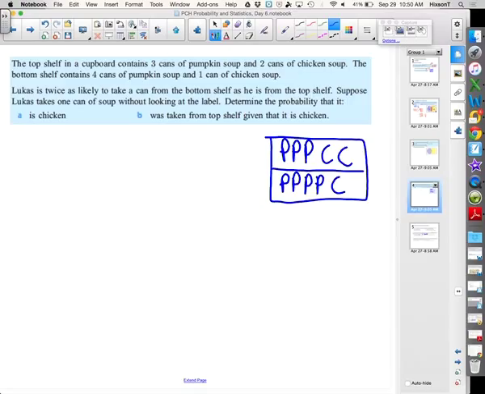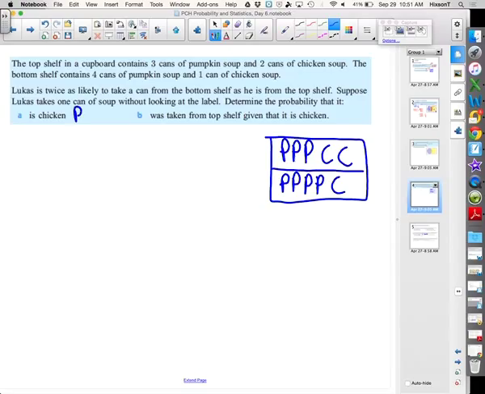Anyways, we look at this and it says Lucas is twice as likely to take a can from the bottom shelf as he is from the top shelf. Suppose he takes 1 can of soup without looking at the label. Determine the probability that it's chicken, and then determine, if he realizes it's chicken, the probability it was taken from the top shelf. Right? That's what part B is saying. It was taken from the top shelf given that it's chicken.